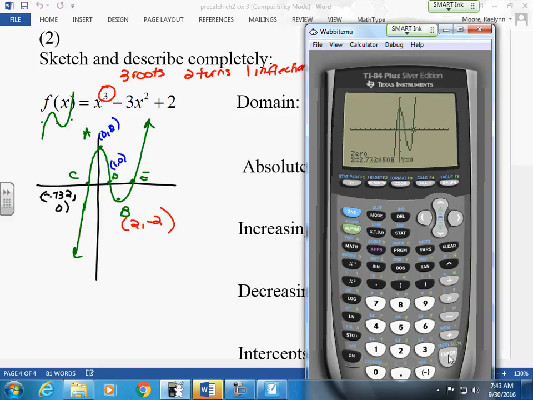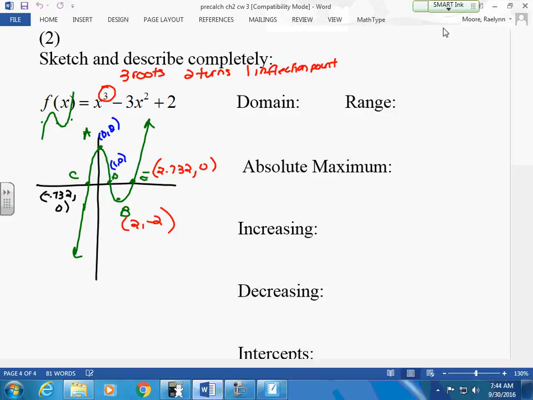And we know it has to be greater than 2, so this makes sense. 2.732. Everybody found those okay? Good? Okay. So we've got our max, we've got our mins, we've got our zeros. I'm also going to give you the factors to this so that we can do this algebraically in a minute.